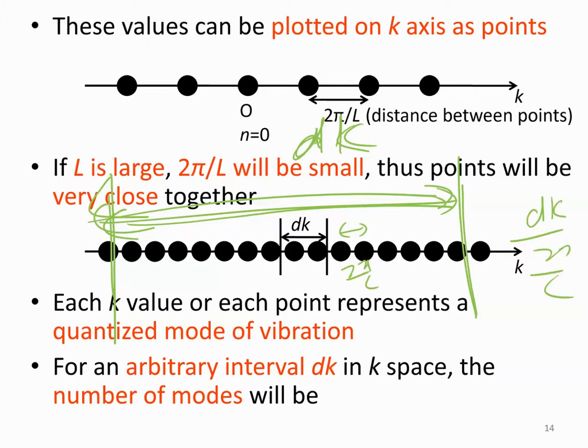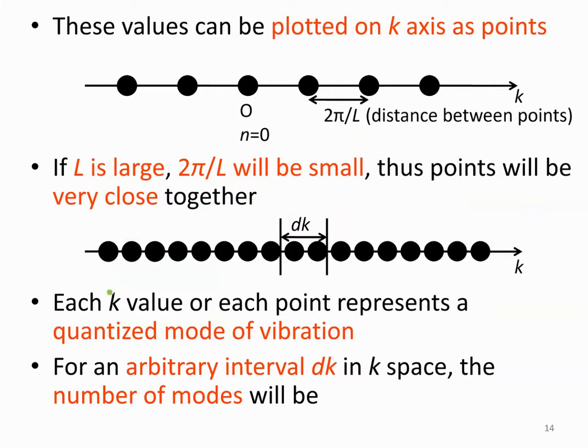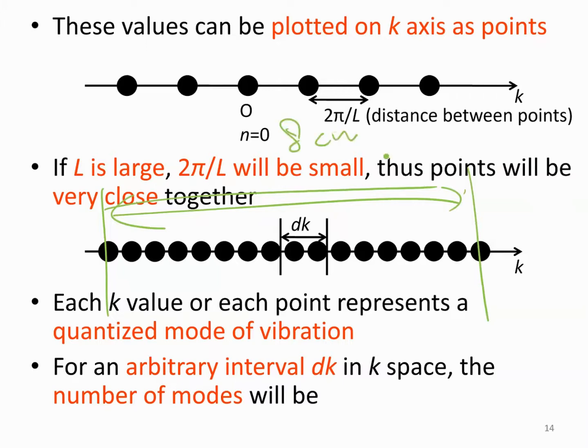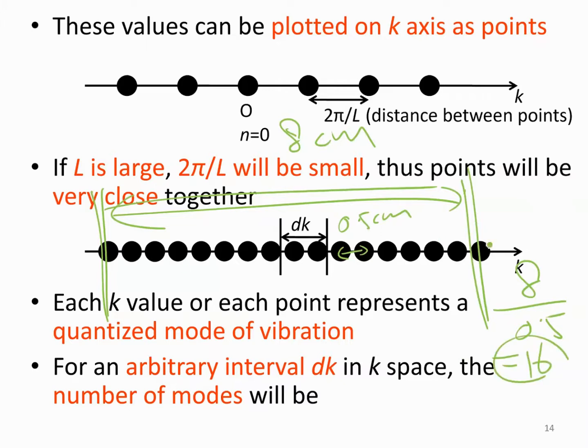of modes. In other words, let's say I want to know what is the length of this one. I know that this length is, let's say, 8 cm, and the distance between lattice point and lattice point is 0.5 cm. So if I want to know how many lattice points in this length of 8 cm, I simply use 8 over 0.5, then I will get 16. Right? So I know that, okay, there are 16 modes.